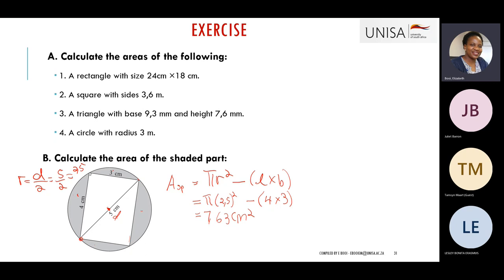If in the exam sometimes they give you two units that are different, please convert one to the other so that you're working with the same unit.